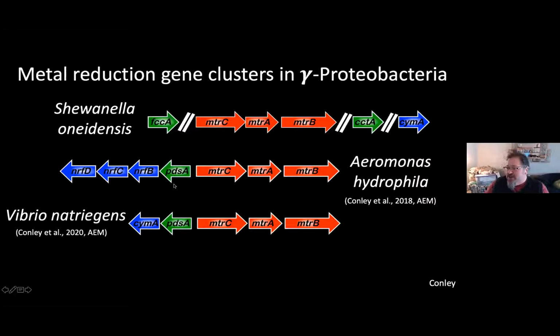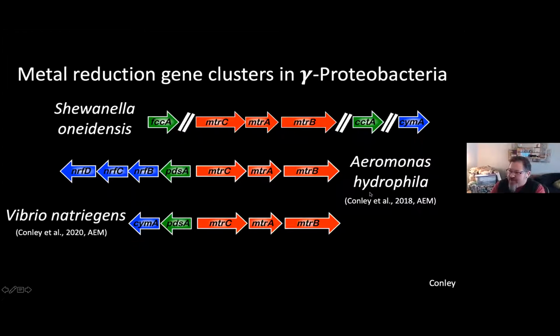So in the Shewanella genome, all of those components that I showed, these guys in the red, form that outer membrane conduit. And then elsewhere in the genome, you've got these other components that take electrons from the cytoplasmic membrane and move them into the periplasm. So those would be the blue and the green components. In Aeromonas hydrophila, they have a very similar outer membrane conduit here, as does Vibrio natriegens. And I'll introduce a little bit more about Vibrio in a second.